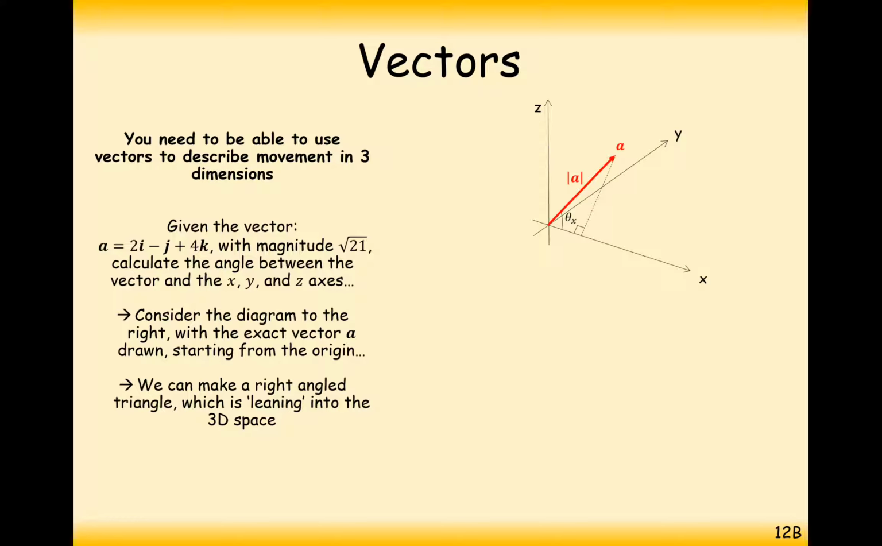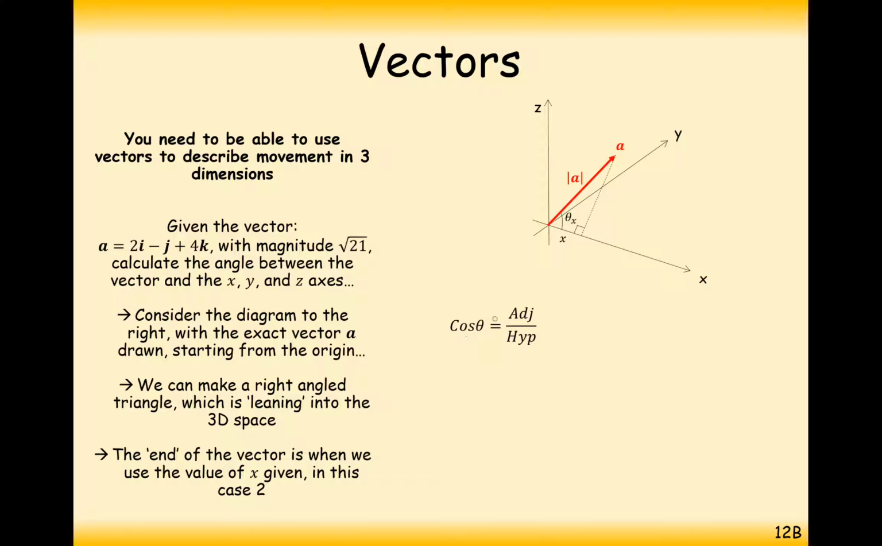The formula goes something like this. It's going to be the x component divided by the magnitude of your vector. And if you can see here, the right-angled triangle that we've created, this is going to be a cos angle. So it's going to be cos inverse of x divided by modulus a. This works not just for x, but for y and for z as well. So the formula is cos of the angle equals adjacent over hypotenuse.